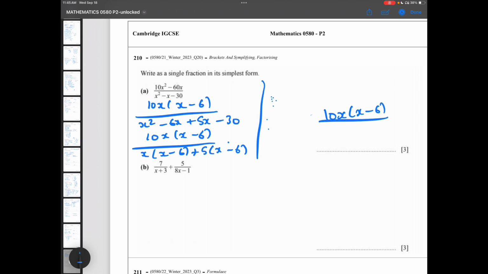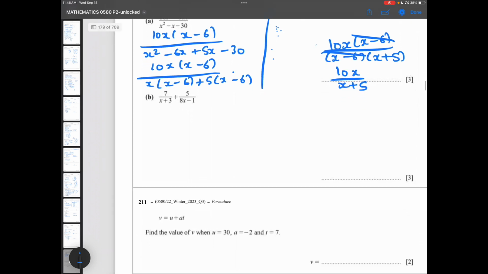And in the denominator we can see that x − 6 is common, and we are left with x + 5. So this x − 6 gets cancelled with each other, and we get the required answer, that is 10x upon x + 5. In part B it says 7 upon (x + 3) plus 5 upon (8x − 1).